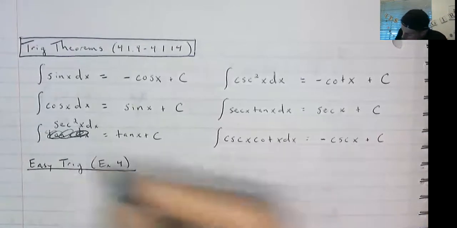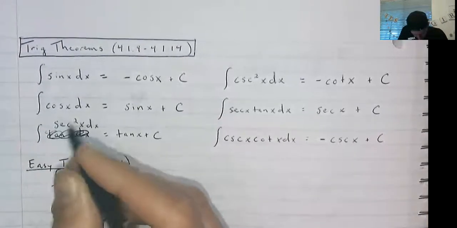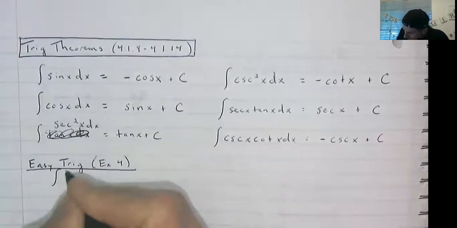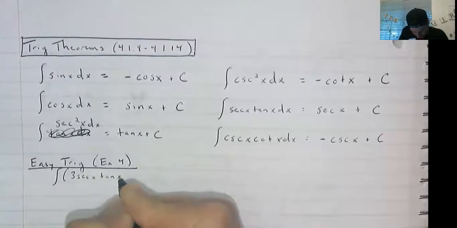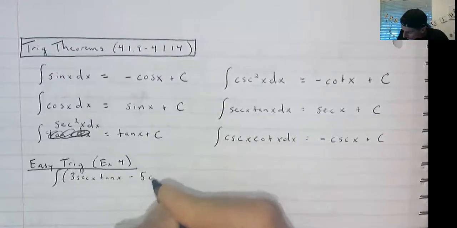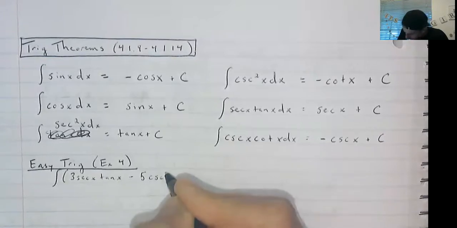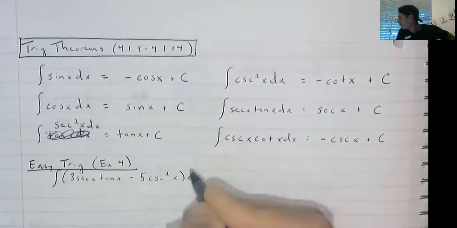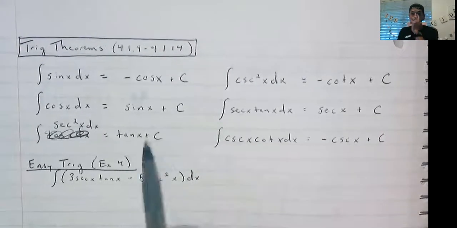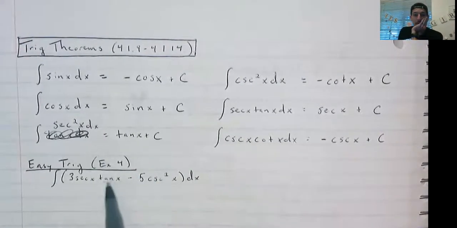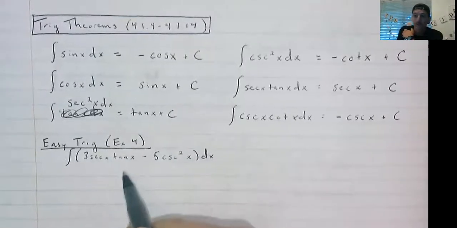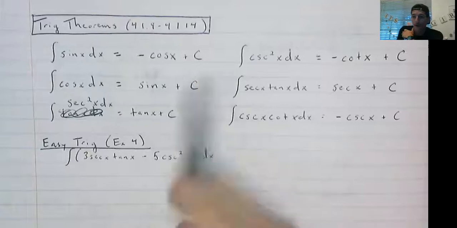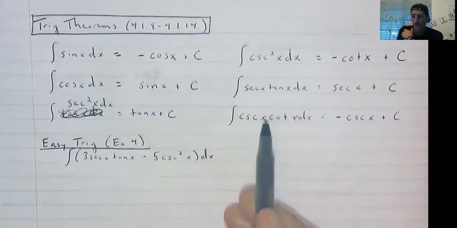If we want the antiderivative of 3 times secant x tangent x minus 5 times cosecant squared x, we can do that. We'll hunt through this and see, okay, there's one, and there's one, okay, we can do this. Easy meaning the expressions involved from the get-go are the left side of one of these 6 theorems.